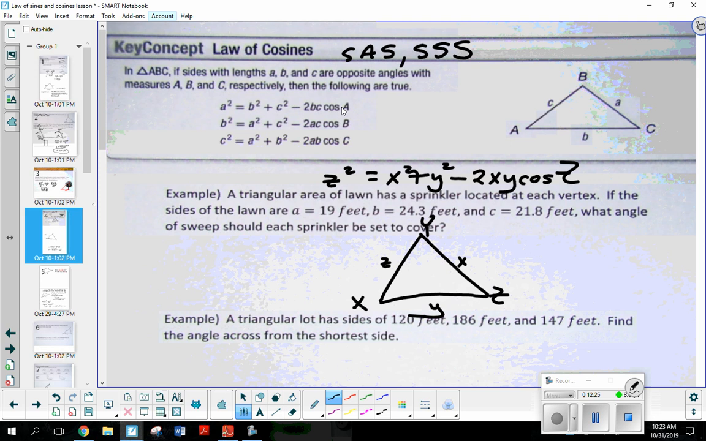So it does not matter. A lot of times you're going to run across triangles that maybe don't even have names, or that are going to be something different from ABC, and don't let that throw you off. Okay, well, let's just get right to a problem.